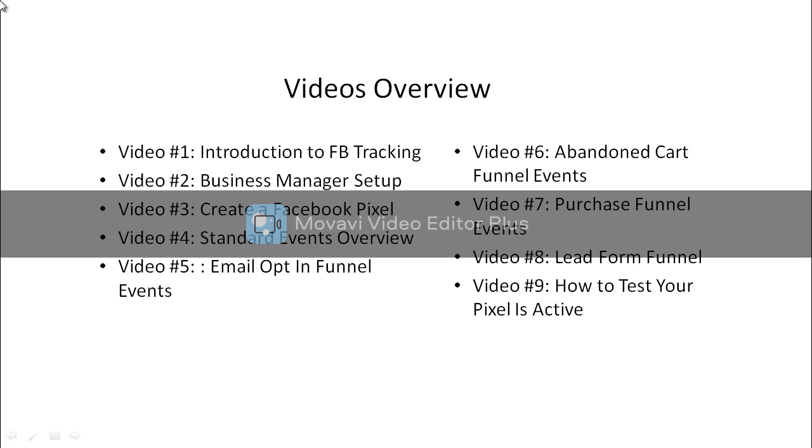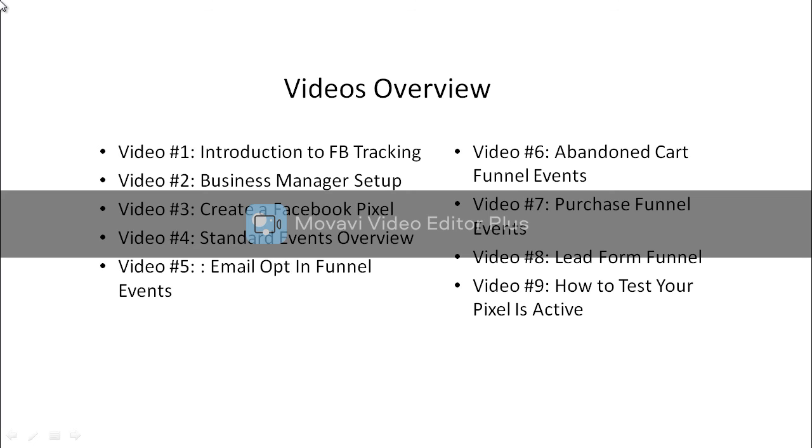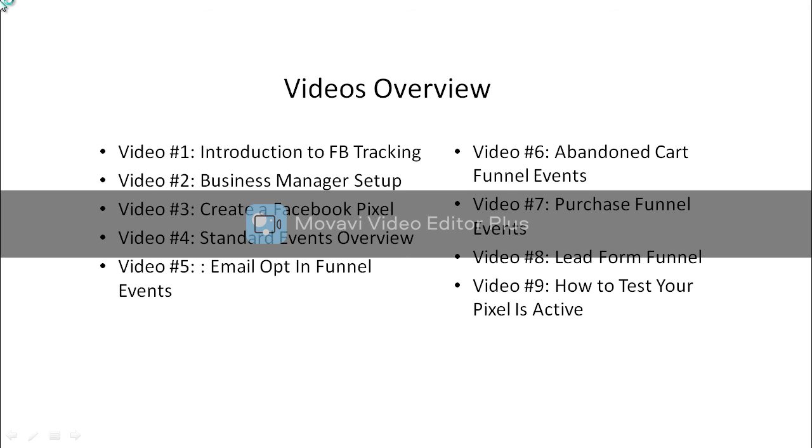We're going to give you real life examples. We're going to show you where to install the code, how to go about creating the right code, and all of that, so you will not get lost. Video number 6, we'll talk about the abandoned cart funnel and what standard events you'll need and what that will look like. In video number 7, we'll talk about the purchase funnel, which is one step further from the abandoned cart funnel. And we'll do a deep dive into after they make the purchase, maybe you want to offer them a one-time offer or an upsell, and how do you go about tracking that information?